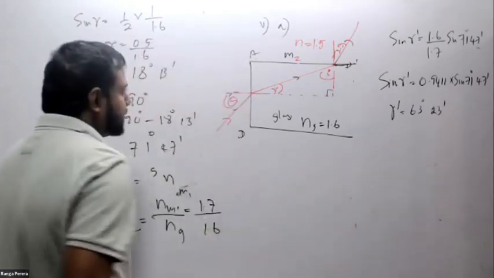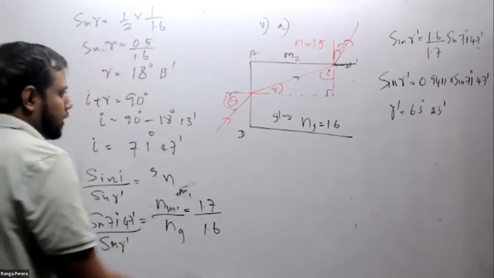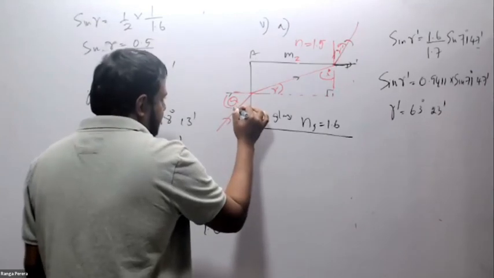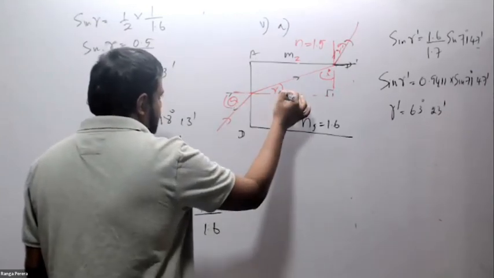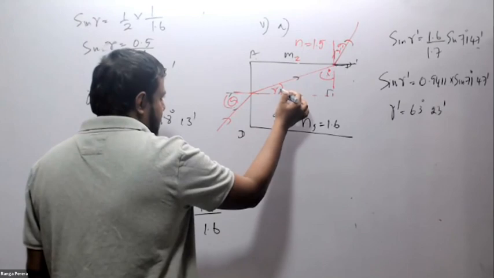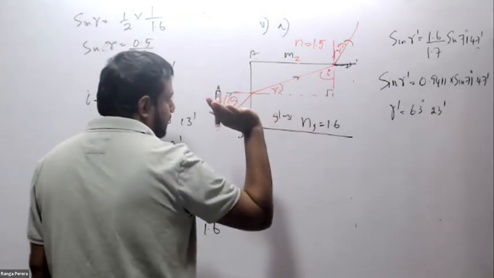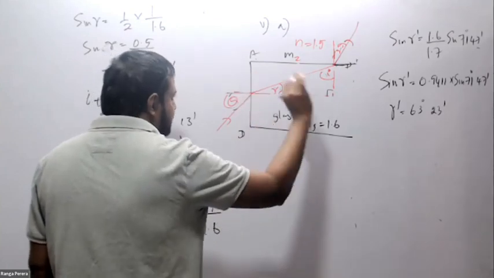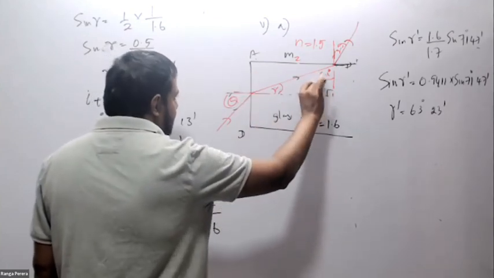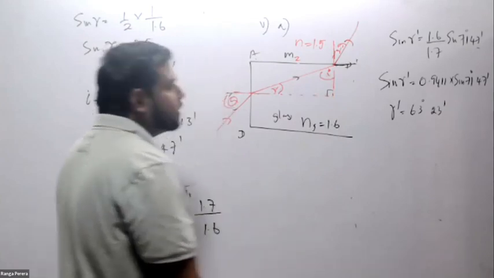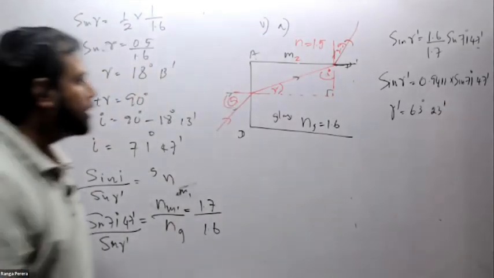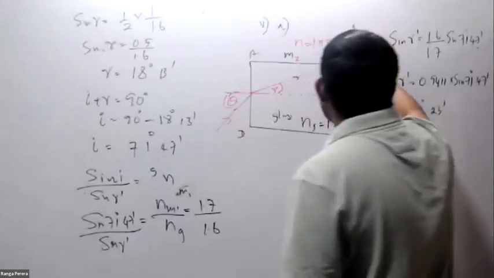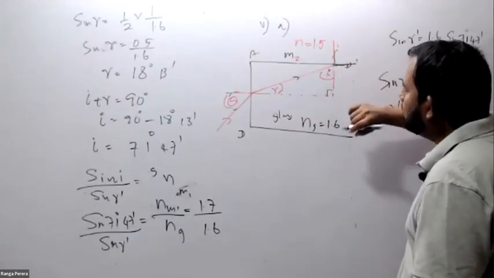From where we should understand, from where we should start. Theta is maximum when R is maximum. When R is maximum, I is minimum. What is the minimum value of I so that total internal reflection could take place?